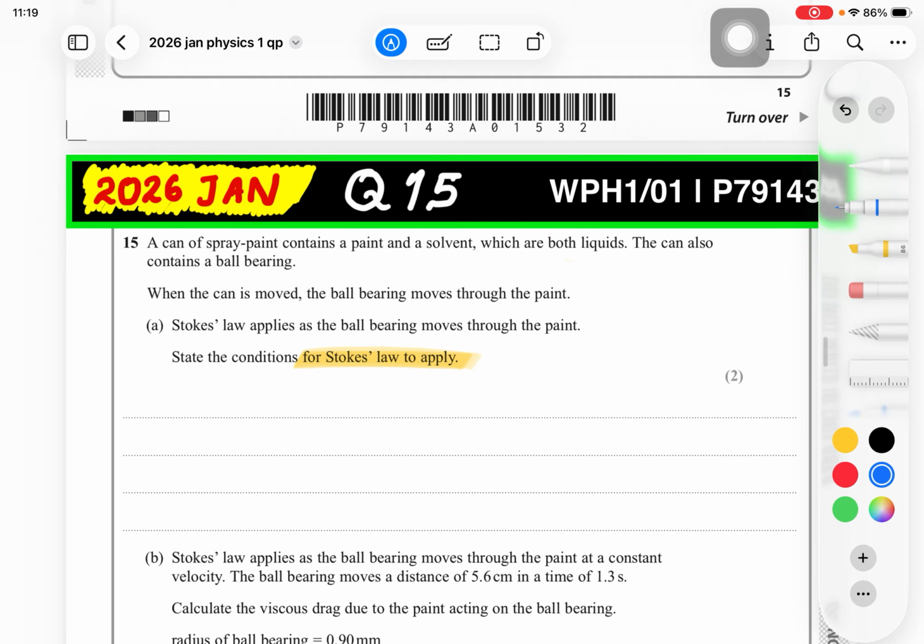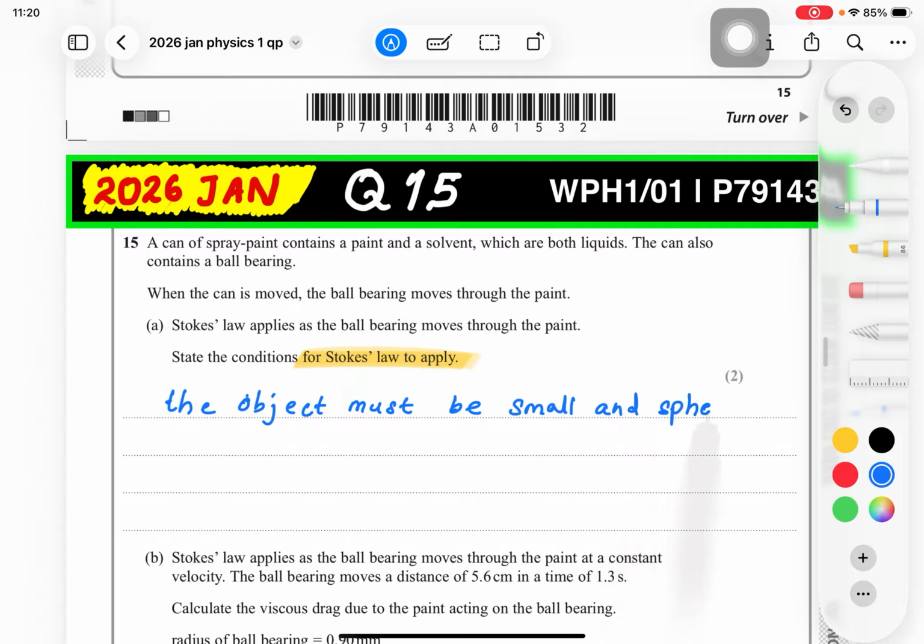One thing is the object being small and spherical. So, let's write that. The object must be small and spherical. Even if we just write spherical, they usually give the marks, but why take a risk? So let's write both.